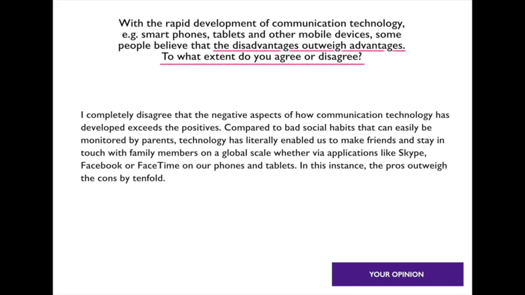So I wrote, I completely disagree that the negative aspects of how communication technology has developed exceeds the positives. Compared to bad social habits that can easily be monitored by parents, technology has literally enabled us to make friends and stay in touch with family members on a global scale, whether via applications like Skype, Facebook, or FaceTime on our phones and tablets. In this instance, the pros outweigh the cons by tenfold.